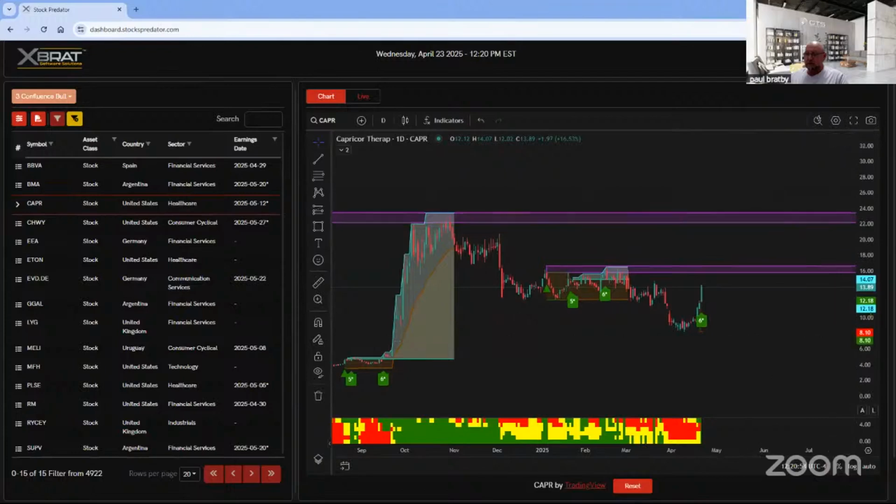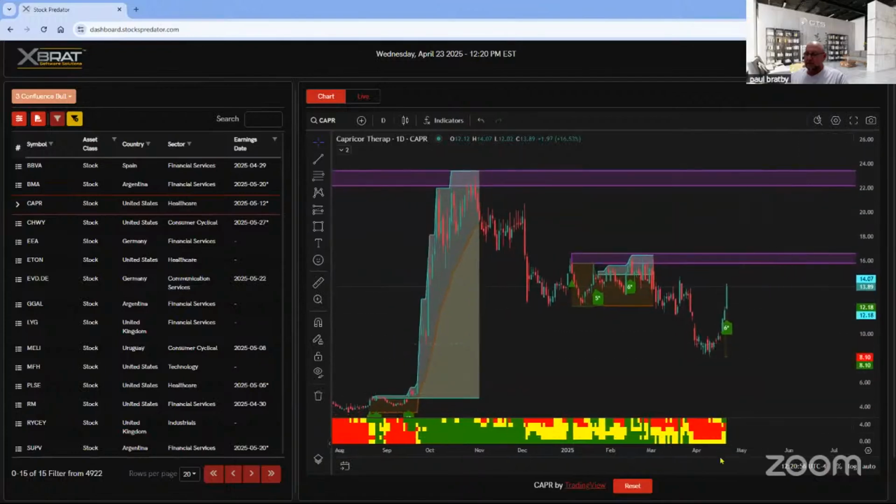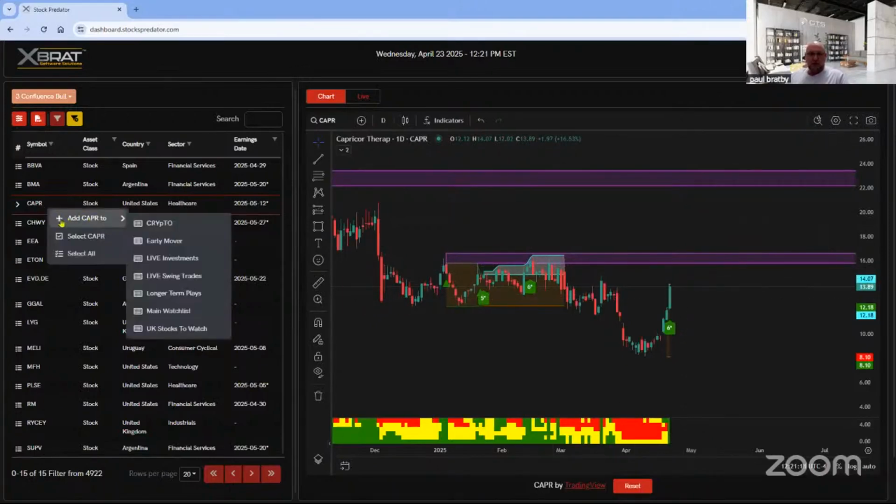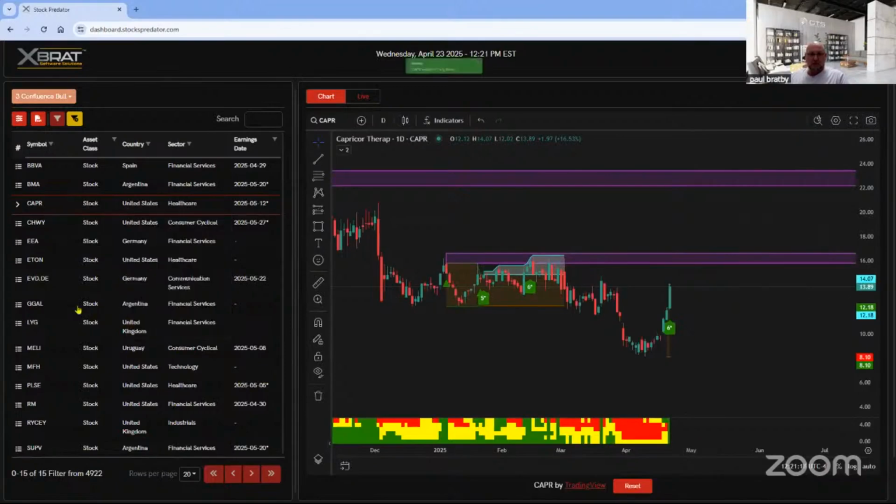Okay, so again, I'd be very reluctant to actually get this stock until it clears this point. But I'd like to trade this 16.76 all the way to $22. That's a good move. And I'd be very tight with a swing trade type stock with a stop underneath here. So this was going to go onto my early movers list. So I'm just going to add it to my early movers.